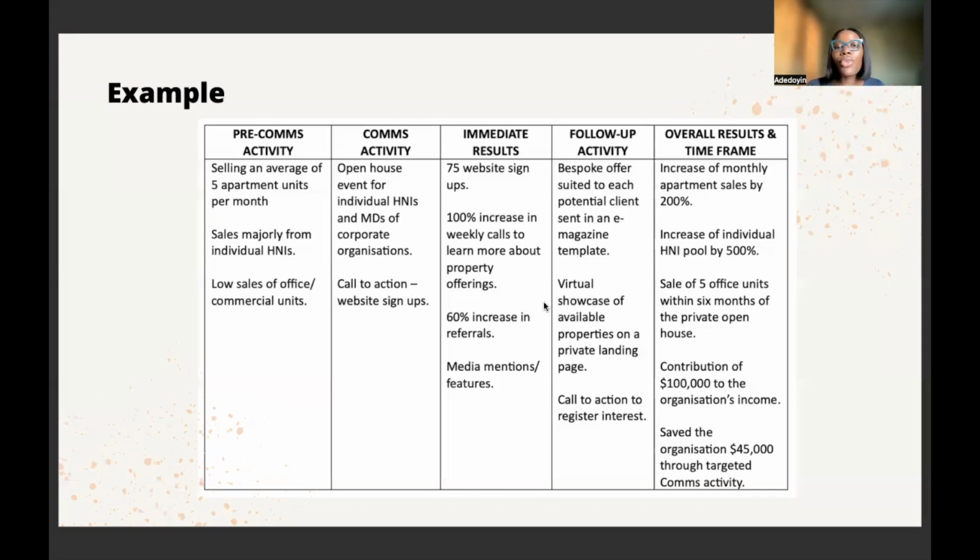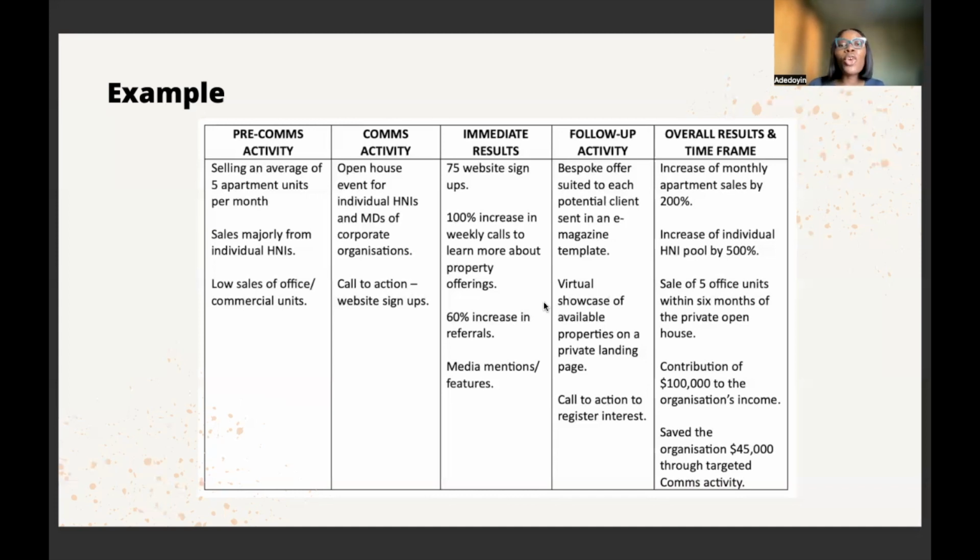So let's say from there you decided to do follow-up, but because you can't just do one comms activity and say, okay guys, we have 75 website signups, weekly calls has increased, we have increased referrals. Remember, in the context of this company, they want to sell apartment units, they want to sell property. All of this interest does not yet mean anything until a sale is actually done. These are good results, but at the end of the day, they want to know how many properties were sold and how much came in. So you can't just leave it there.